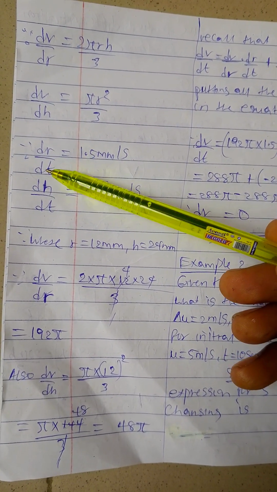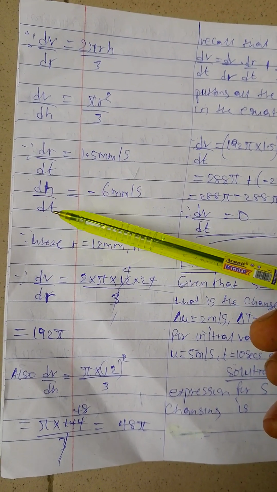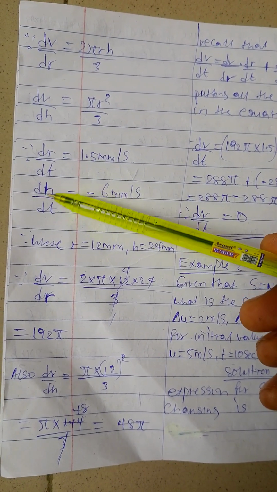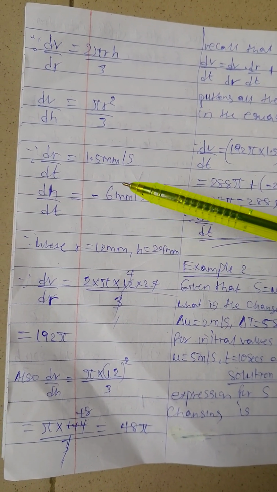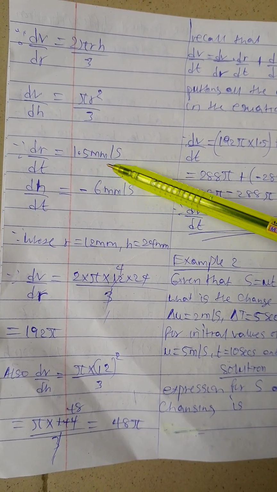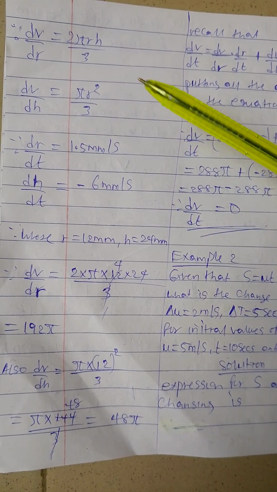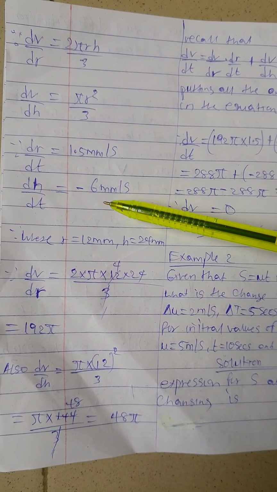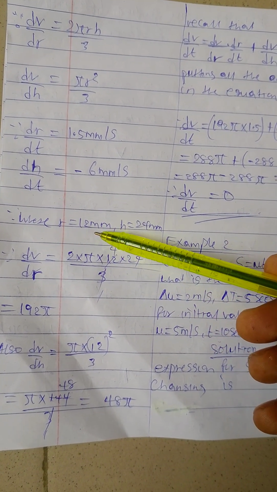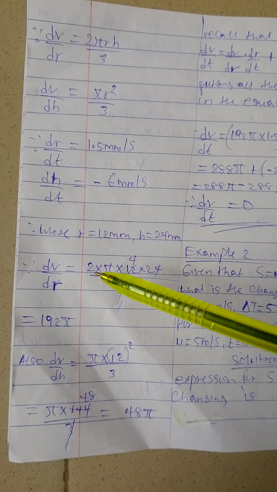So if you check this, dr over dt is increasing by 1.5, while dh over dt, the rate at which the height is changing, is decreasing by 6 millimeter per second, while dr over dt is increasing by 1.5 millimeter per second. You know that increasing is plus, while decreasing is minus. Now therefore where r is 12 millimeter and height is 24 millimeter.